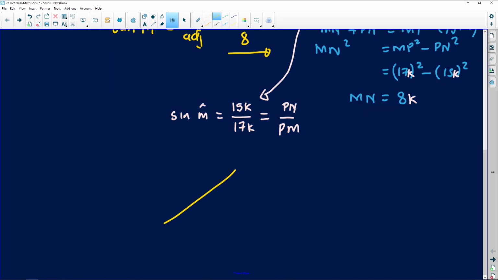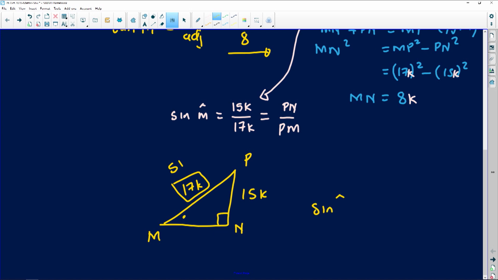Let's reconstruct the triangle so that you guys can see what is going on. There's P here, there's N here, there's M. We said this is 15k, this is 17k. Now we know the actual length of this. The actual length of this is apparently 51. So the sine of angle M is basically 15k divided by 17k. But the sine of angle M can also be written as PN divided by MP, or PM.